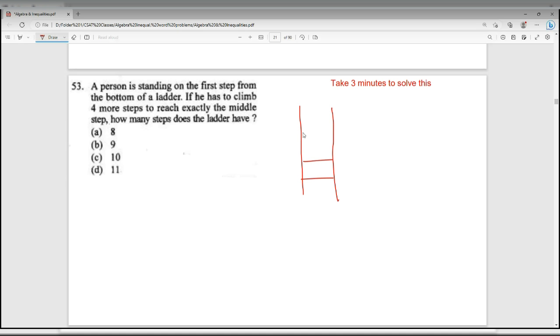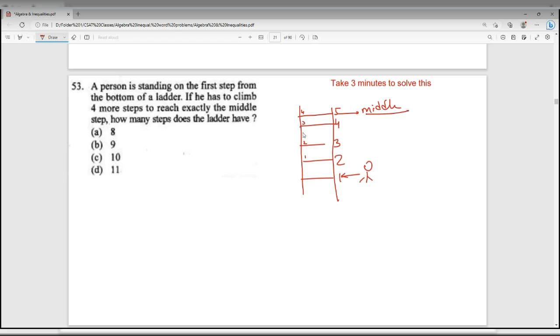1, 2, 3. So he's standing on the first step. This is the first step. And they are saying if he has to climb 4 more steps to reach the middle step. 4 more steps is 1, 2, 3, and 4. And this would be the 4th and this is the 5th. So if he climbs 4 more steps, he reaches the middle step. This is the middle then.